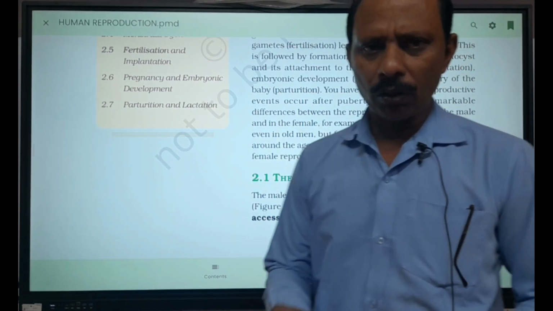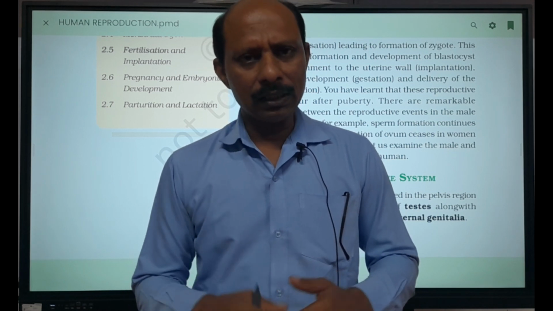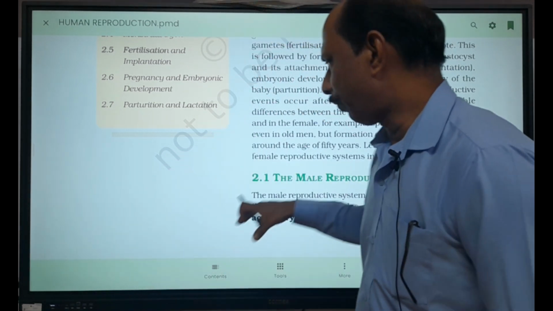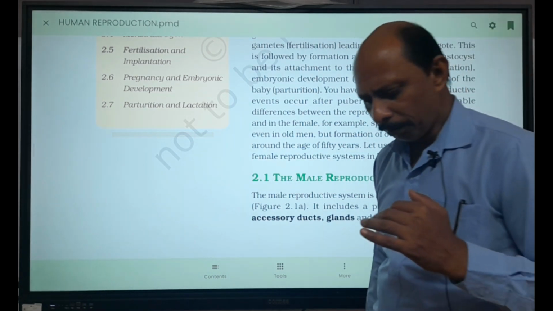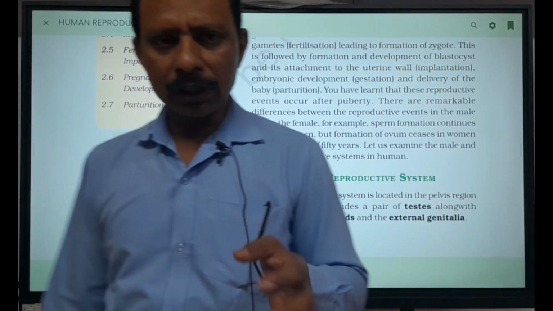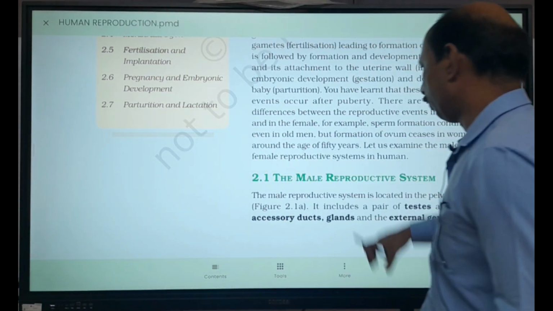When the menstrual cycle ceases, it is called menopause. It occurs at around 50 years of age. But in case of males, they can produce sperms in old age also. That is mainly what is given here.